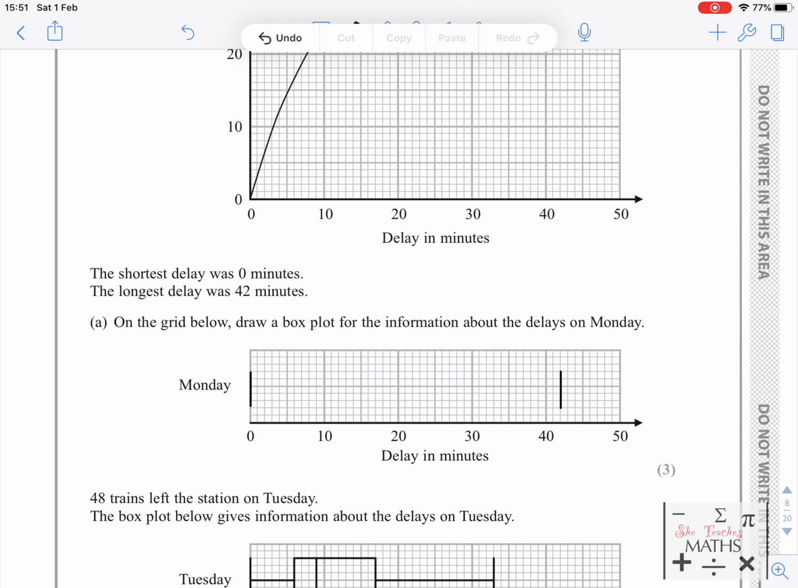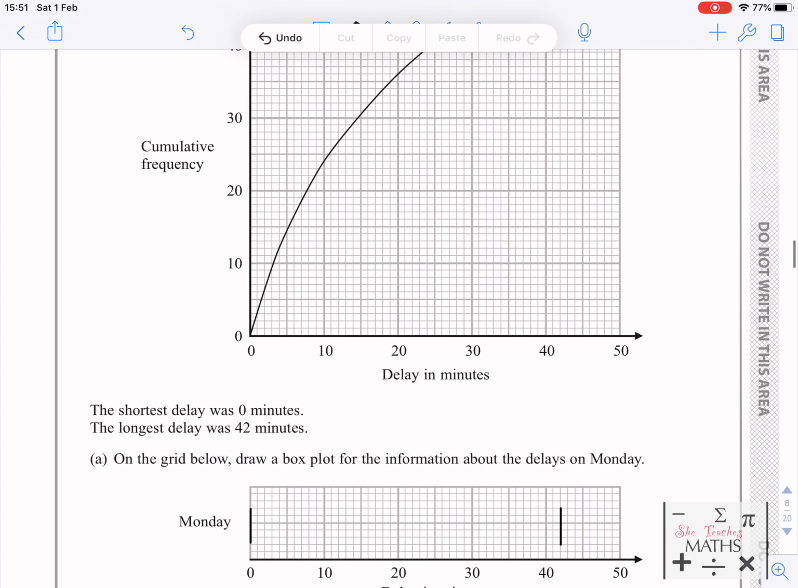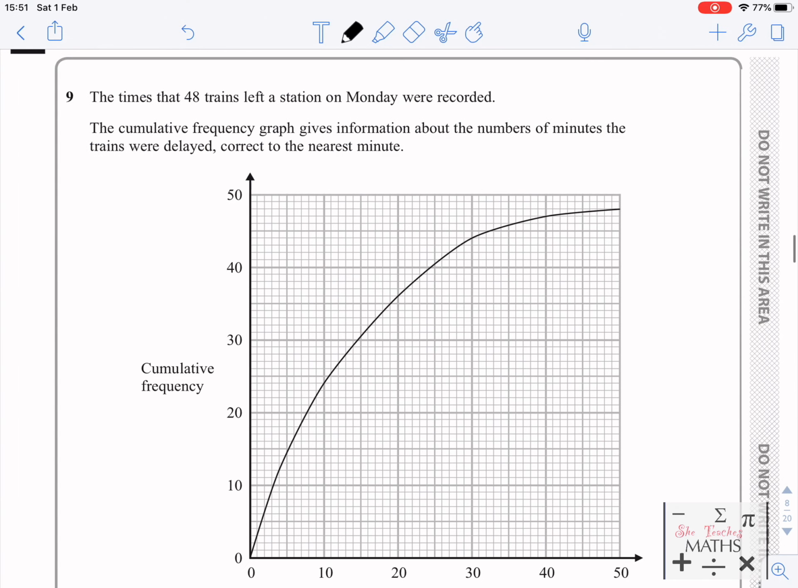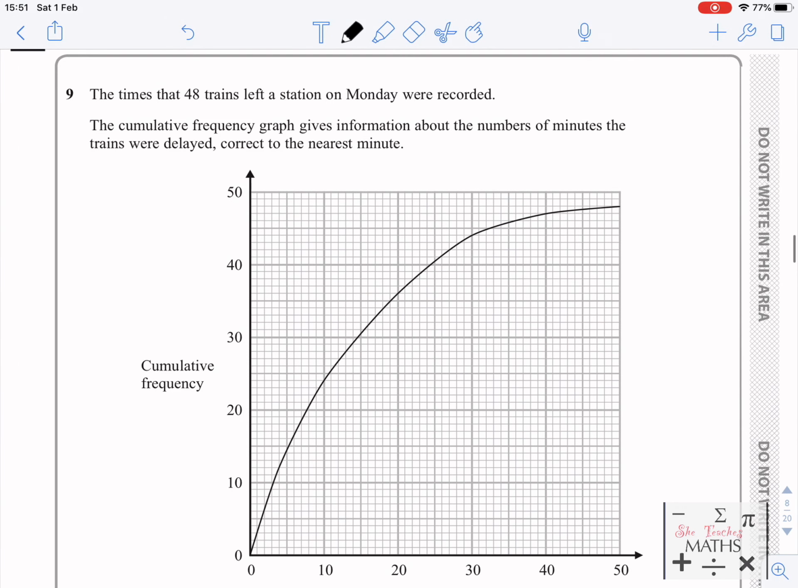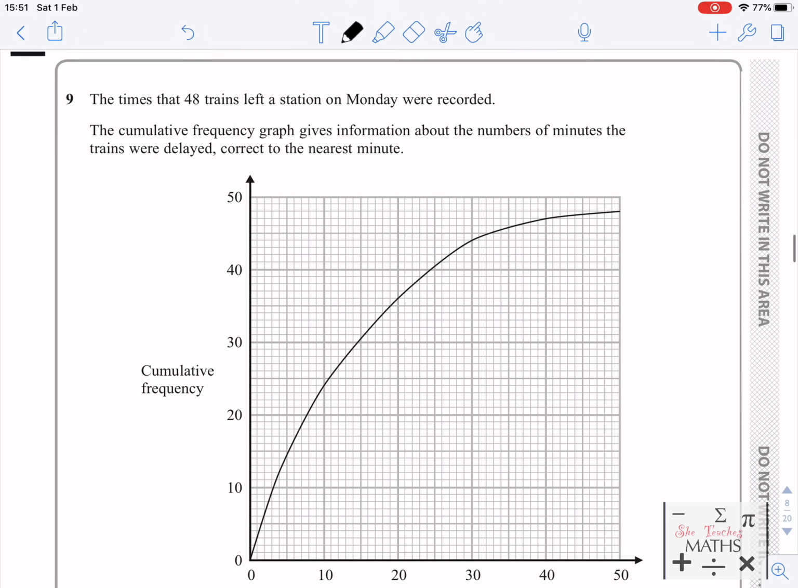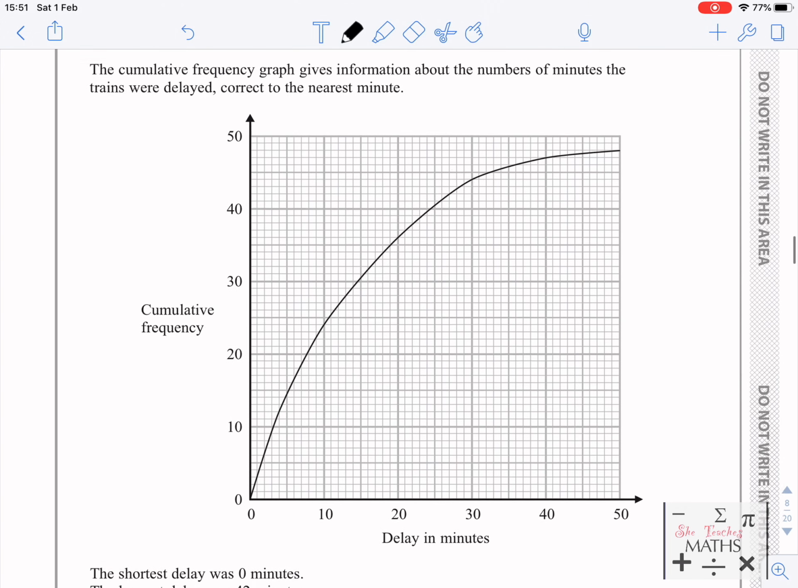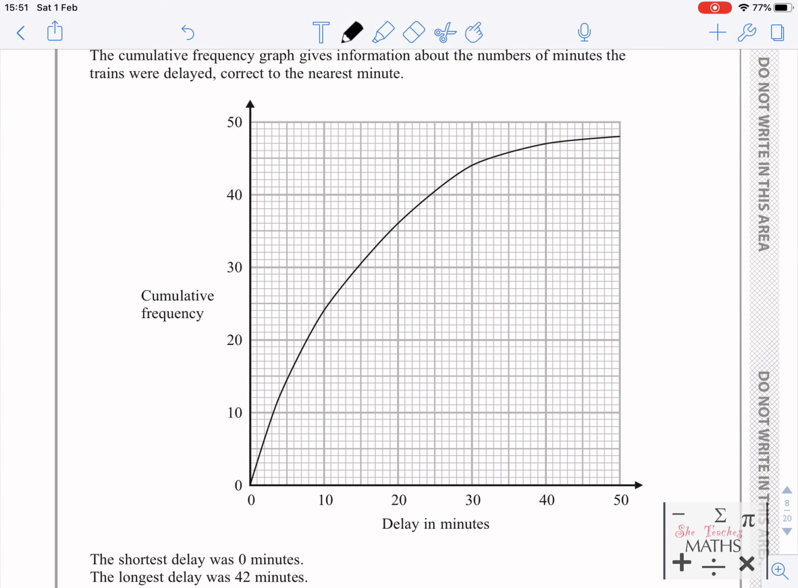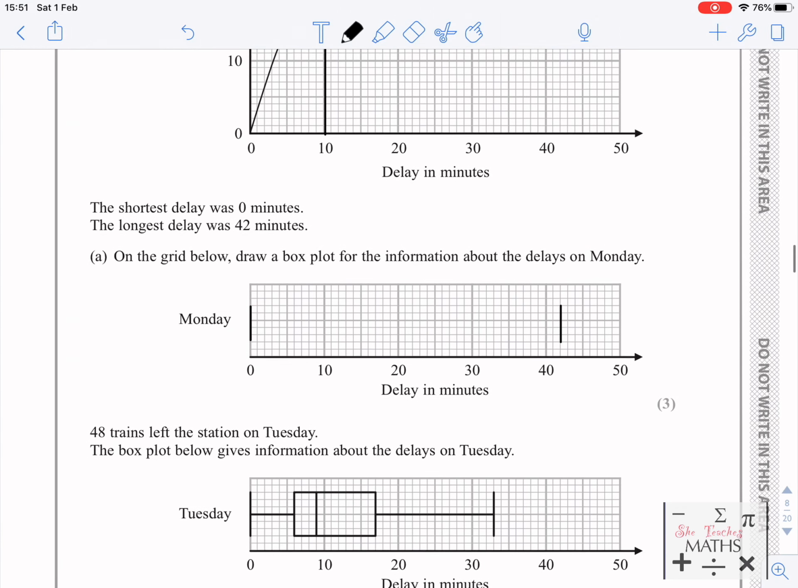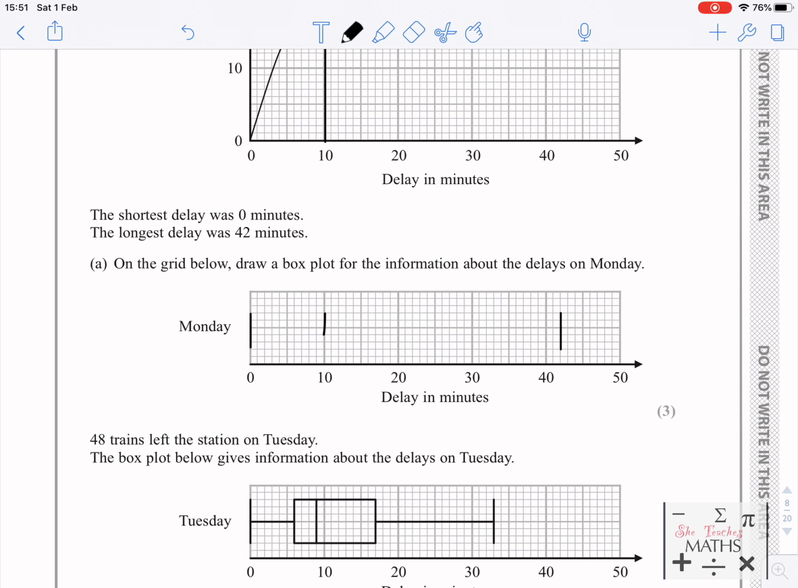And then we'll find out the median. So in order to find out the median on a cumulative frequency graph, you've got to divide the 48 trains by 2, so you've got to go to the middle, and that would be 24. So when we get to 24, which is here, the delay in minutes is 10. So that would be what goes in the middle, well, not in the middle, but it just goes in the middle of the box we're going to draw.